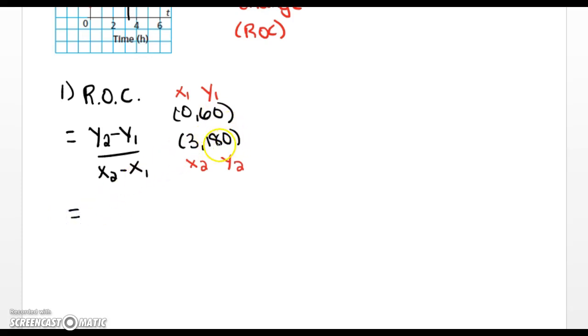So putting that into my formula, I have 180 minus 60, and then x2 minus x1 is going to be 3 minus 0. So 180 minus 60 can be simplified to 120, and 3 minus 0 is just 3. Then we can divide the two numbers. They actually work out really nicely. If the numbers didn't divide, you would have to leave it as a reduced fraction. But in this case, 3 can divide into 120, and that gives us 40.